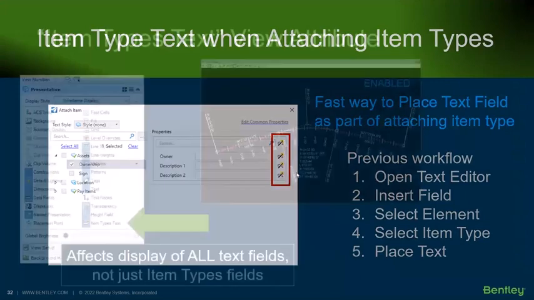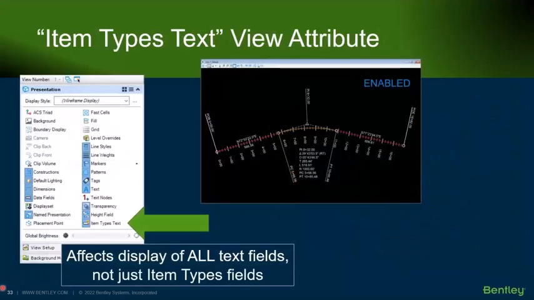And the last slide I have for you today is a new view attribute that's been added in these releases called item type text. The main reason I want to point this out is because I think it's a little bit misleading. It's an unfortunate way that this got named, because it really is not about item types. What it's really about is text fields. So this new view attribute will toggle on and off all text fields, not just item type text fields.